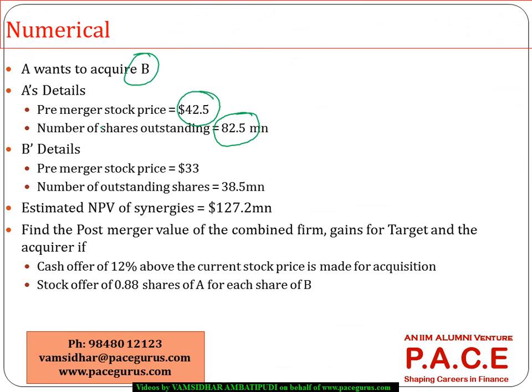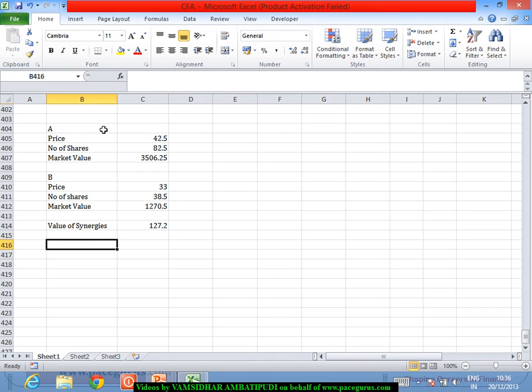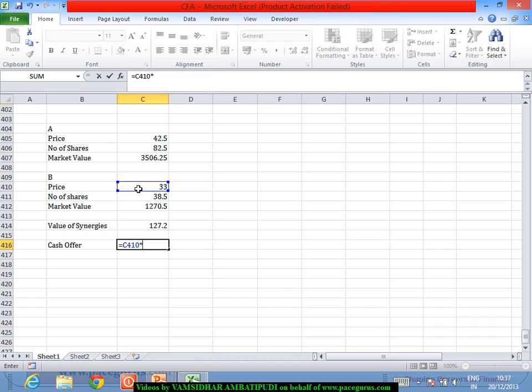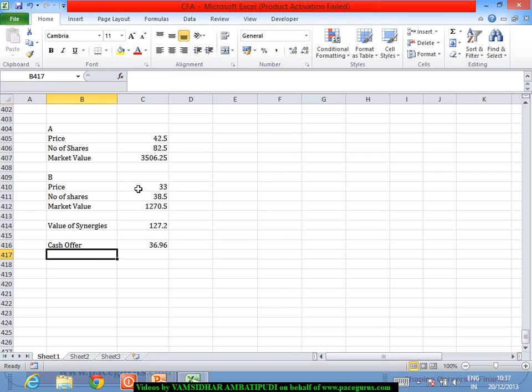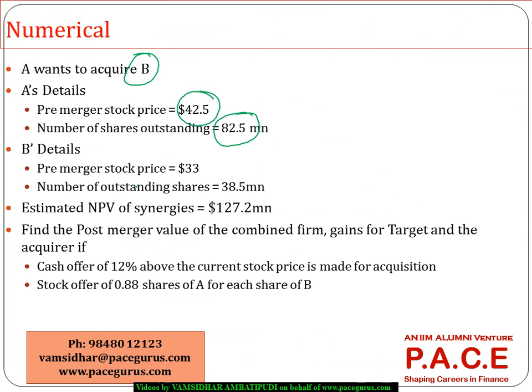Now I want to see which of these two. A cash offer of 12% above the current stock price is being made for the acquisition. So whatever is the cash offer, it is 12% above the stock price of B. So probably I can take it as 33 times 1.12. So close to 37 bucks, 36.96 bucks is offered as a cash price for acquisition.